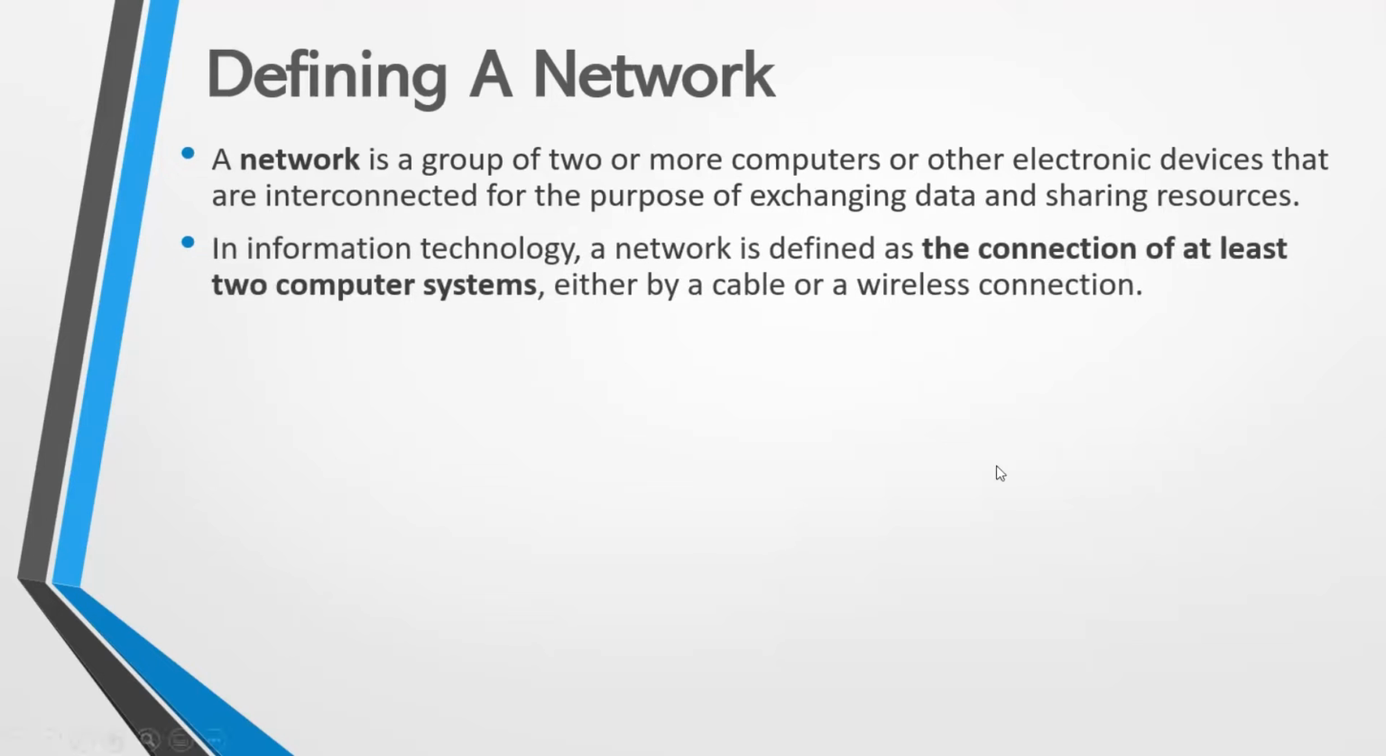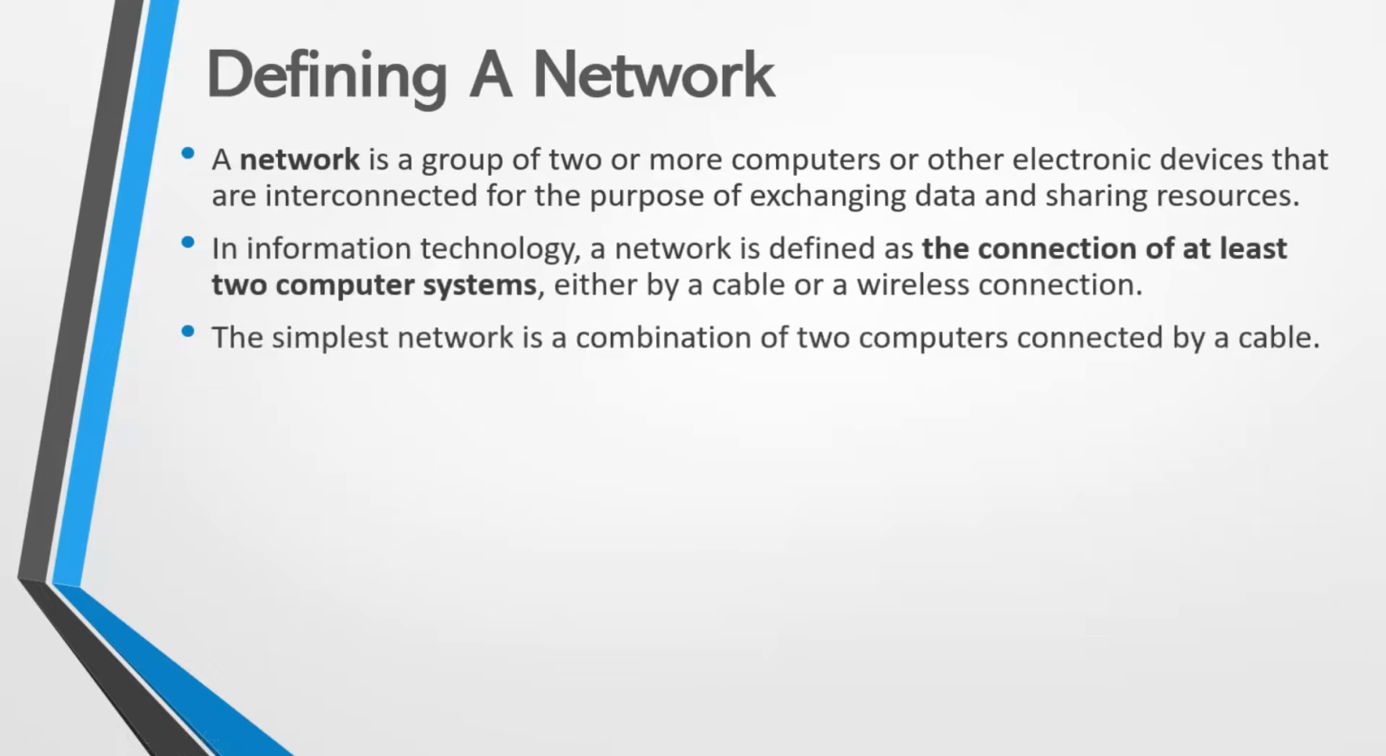In information technology, a network is defined as the connection of at least two computer systems, either by cable or by a wireless connection. Nowadays, you would see the wireless connection is more in use. So networks can be of both types, connected using a cable or a wireless connection. The simplest network is a combination of two computers connected by a cable. Nowadays, it's a common practice that you share data with a pen drive or a USB hard drive. That could be the simplest network that you can identify. This type of network is called peer-to-peer networking.